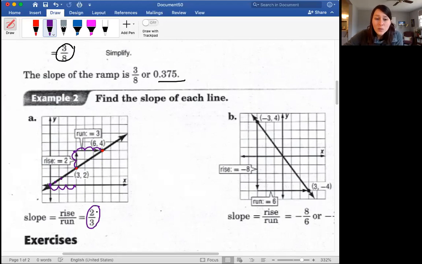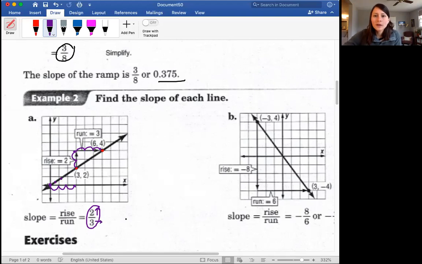So now when we look at these fractions, this actually isn't just a number that has a value, but it actually is a movement. So we see this is going up 2 to the right 3. So this fraction actually explains the movement of the line.